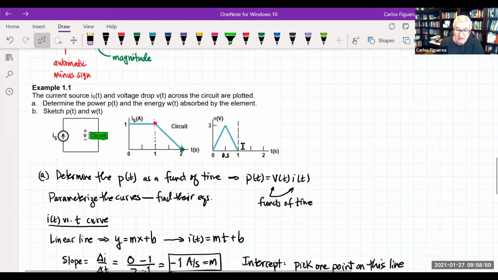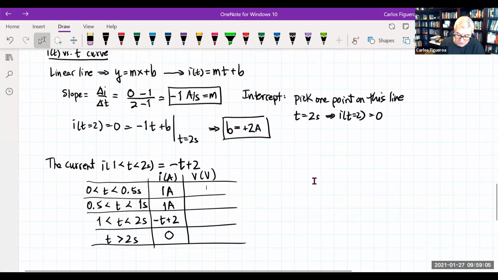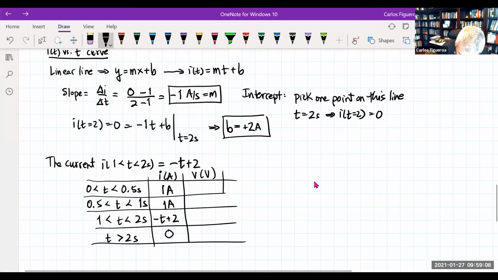And if I do that and I parameterize these curves, you're going to see that just by looking at this thing, the slope is going to be 3 minus 0 over 0.5 minus 0. So it should be 3 divided by 0.5, which gives you 6. So you would expect that this looks something like 6t. Because if you do the same type of thinking that I just did, I now have the current and the voltage.